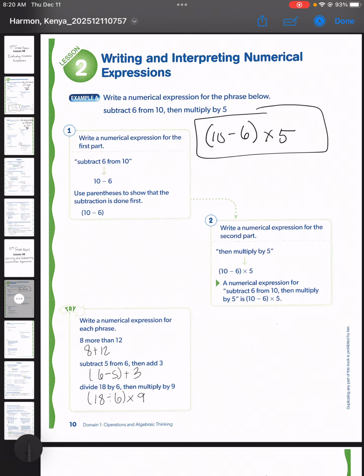So if you look at the first one, 8 more than 12, this one is more simple. I'm just doing 8 more than 12. I need to ask myself, what operation is more than? That is addition. So I'm going to write 8 plus 12. I'm subtracting 5 from 6, then adding 3. I'm doing something first. That's how I know I need parentheses. So the questions that I am asking myself here, these are the questions you want to ask kids as they're working through the problems.